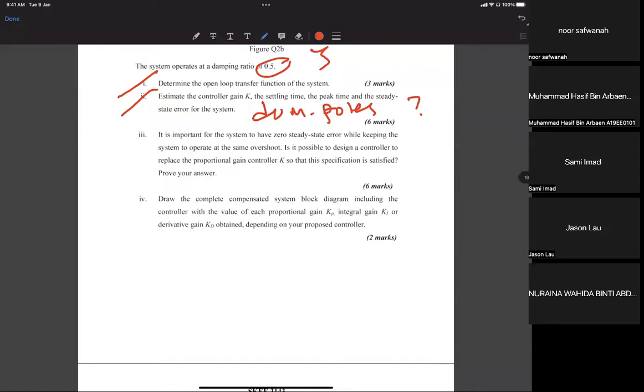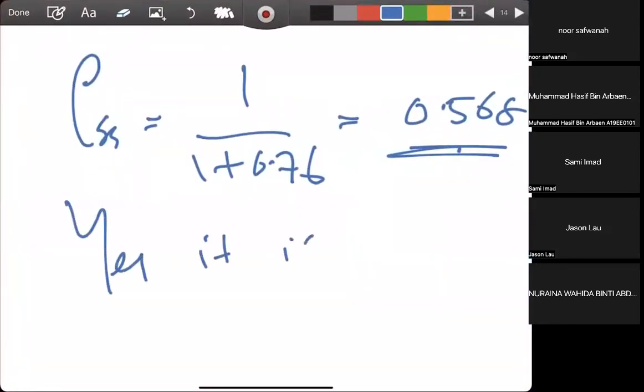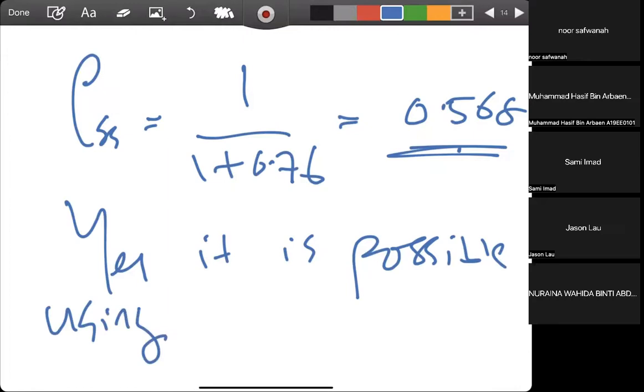It is important to have a 0 steady state error while keeping the system operating. Is it possible to design a controller to replace the proportional gain so that we can get ESS of 0? Wahida, is it possible? Yes, sir. It is possible to replace the P controller with a PI controller.